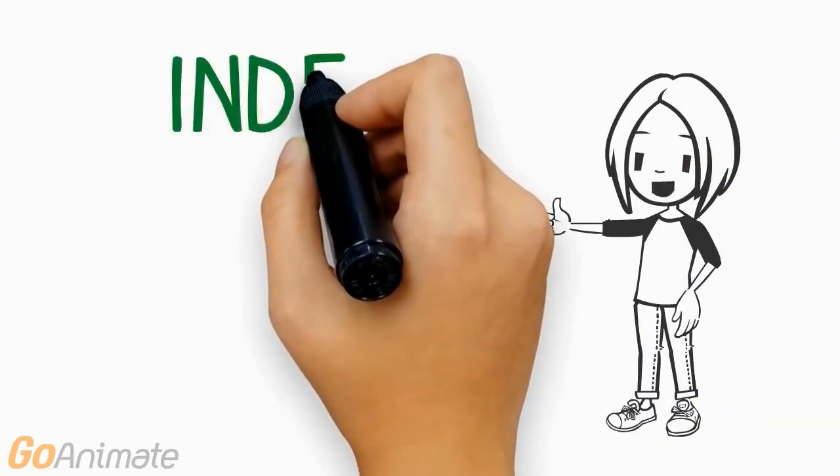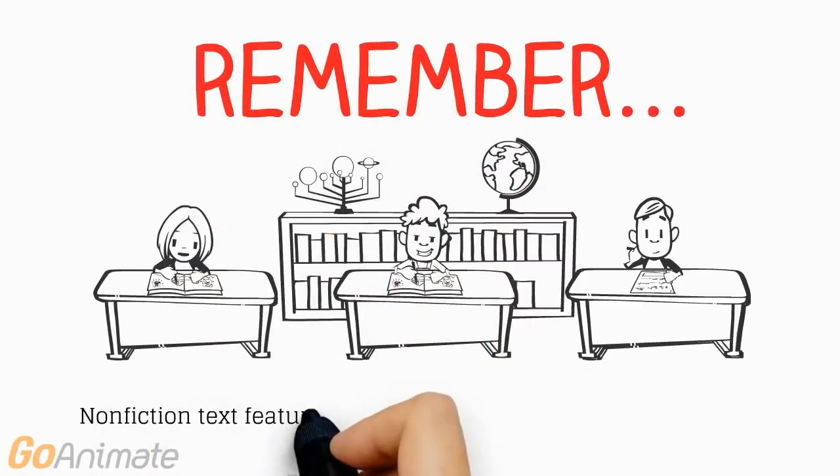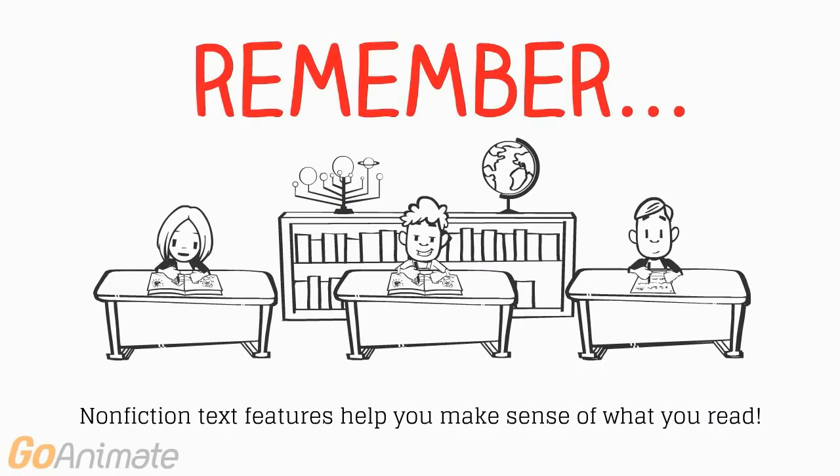The index is usually the very last page of the book or article. It tells you on what pages you can find important information or keywords. Words in the index are listed in alphabetical order. Nonfiction text features are the things found in nonfiction materials that help you make sense of what you read.